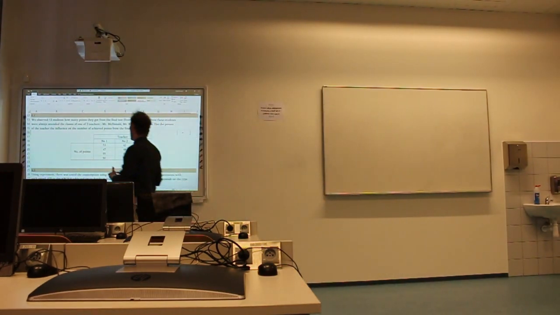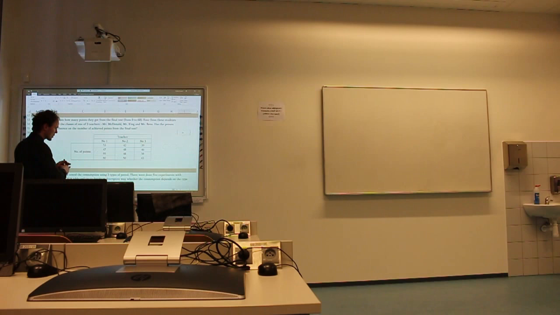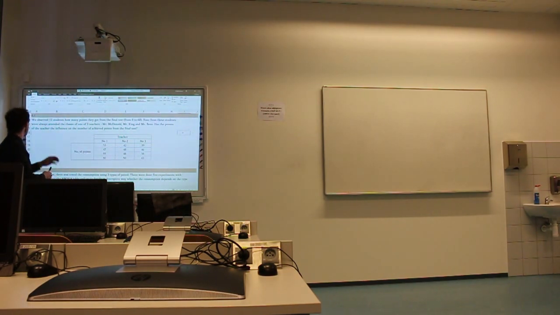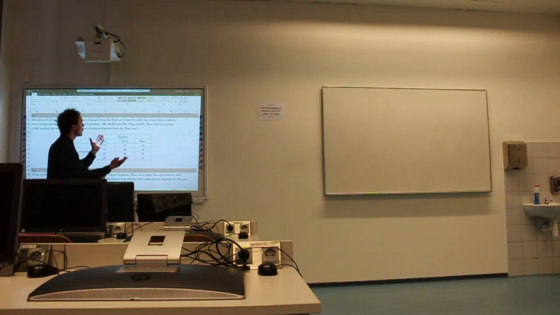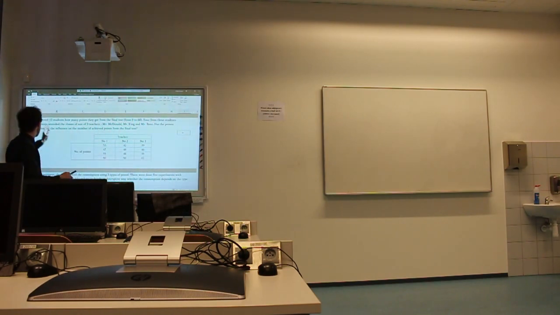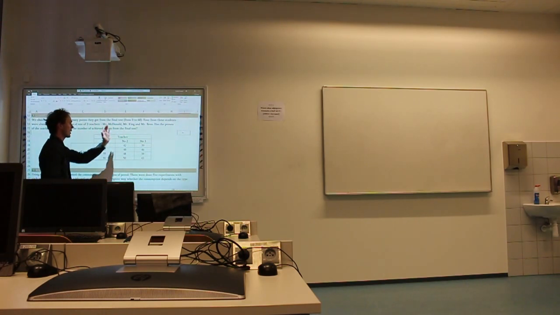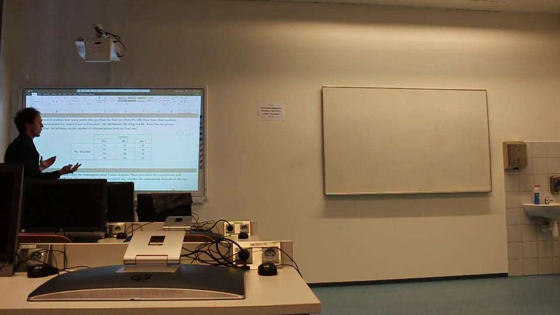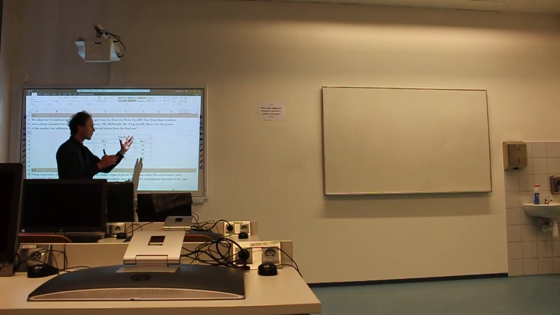We have here observed points, the number of points from the final test, and the factor is the teacher who teaches these students. We observed 12 students, how many points they got from the final test. This is a variable with values from 0 to 60. And we know that 4 of the students always attended the classes of one of 3 teachers, Mr. McDonald, Mr. King, and Mr. Vance. And there is a question: does the person of the teacher influence the number of achieved points from the final test?